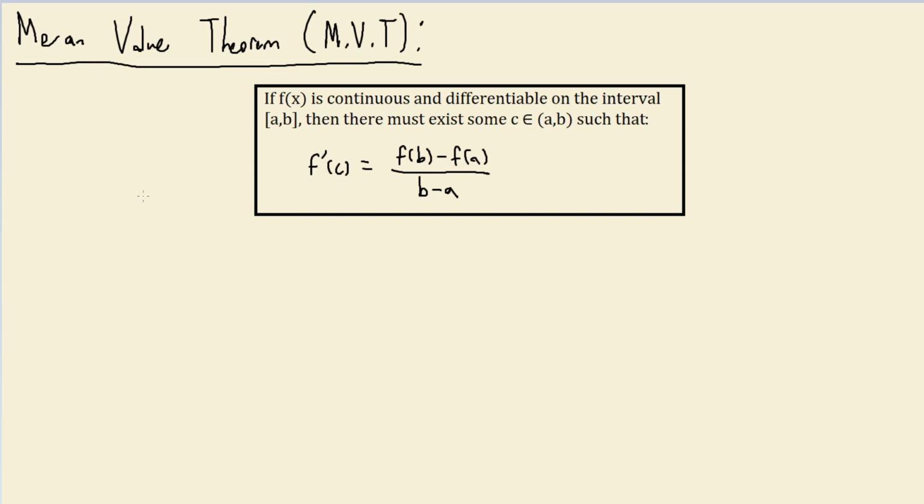The real world analog of that theorem could be the example of, let's say you're running a race, and over the course of the entire race, your average speed is 5 miles per hour. What the mean value theorem tells us is that if your average speed over the entire race was 5 miles per hour, certainly at some point during the race, you must have been running at an exact speed of 5 miles per hour.